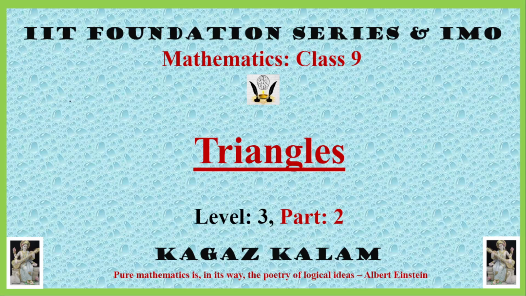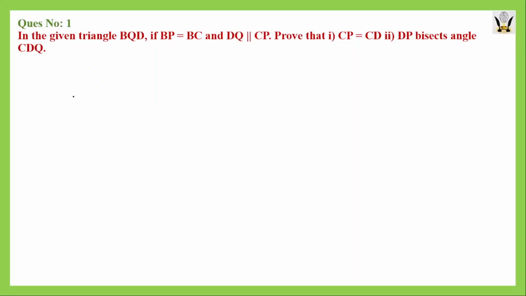Welcome back. In today's class, we will be solving a few more numericals based on triangle. In the first sum, what we can see is we have a given triangle BQD. In that triangle, the condition which is given is BP is equal to BC. So this is side BP and this is BC.